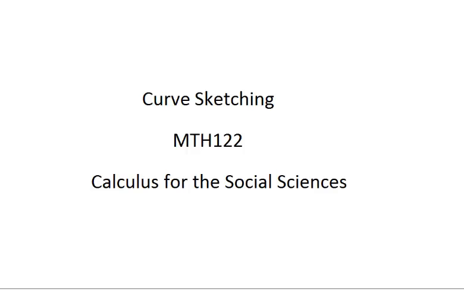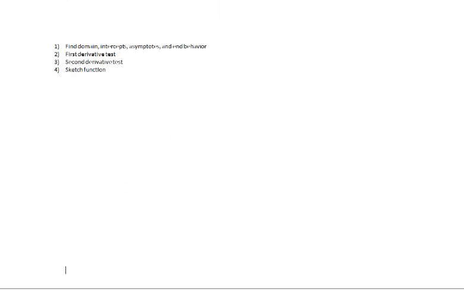In this video, we're going to take a look at how to sketch curves. The steps to sketching a curve is first find the domain, the intercepts, the asymptotes, and the end behavior. And we're going to do all of this from the function f of x. And then step 2 is do the first derivative test so we can find our relative minimums and our relative maximums, and so we can find our increasing and decreasing intervals. And then we're going to do the second derivative test to find our inflection points and our concavity. And then we're going to sketch the function.